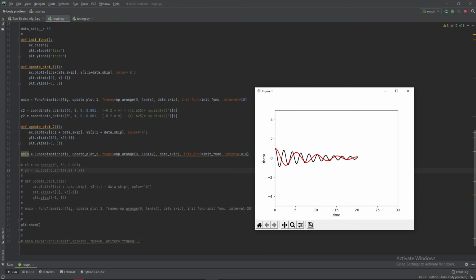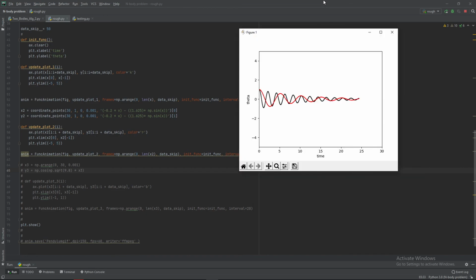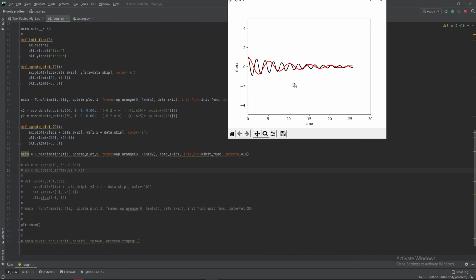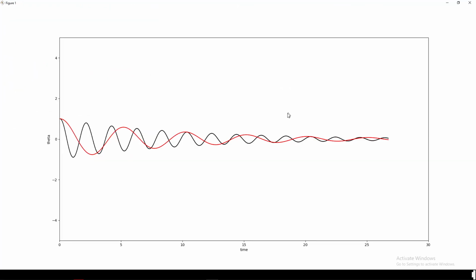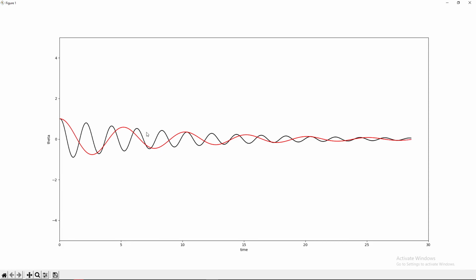The red one is the one on the moon, and the black one is on Earth. So that's it for today.